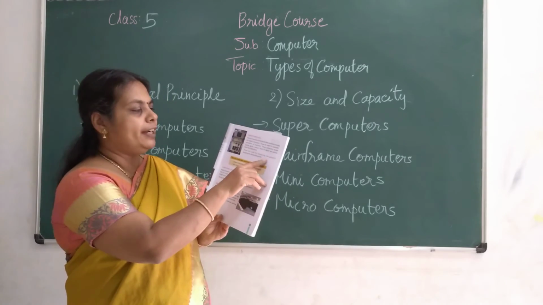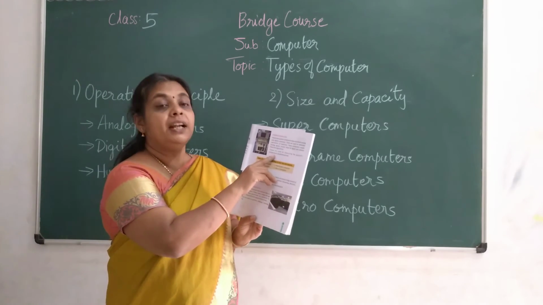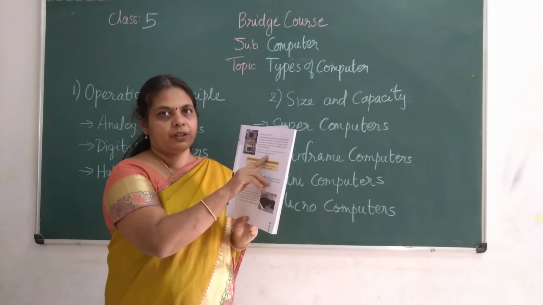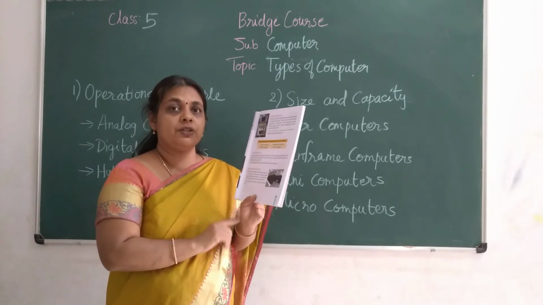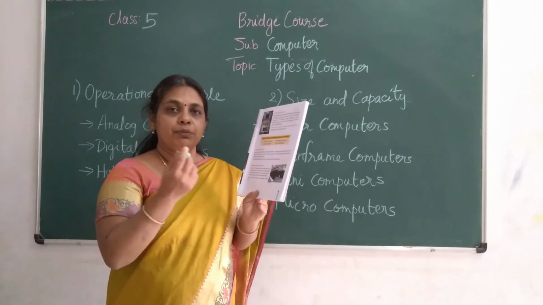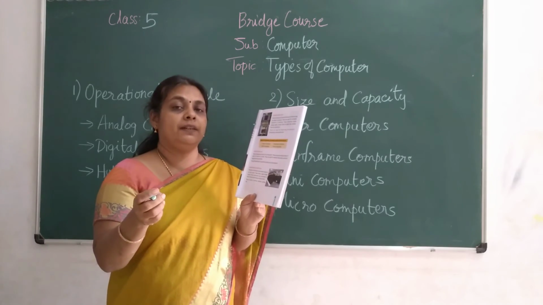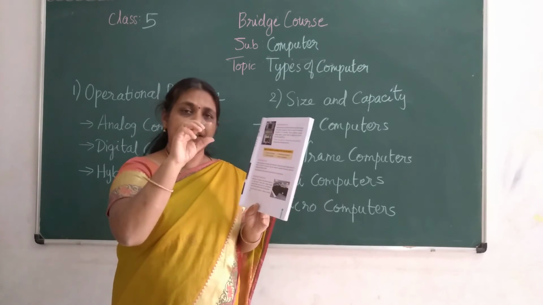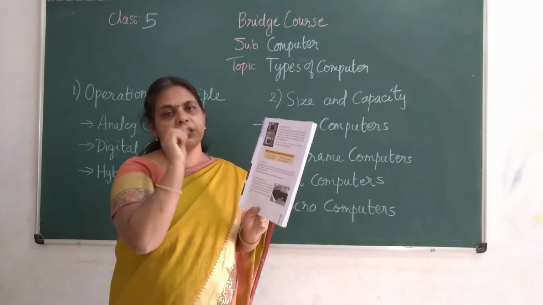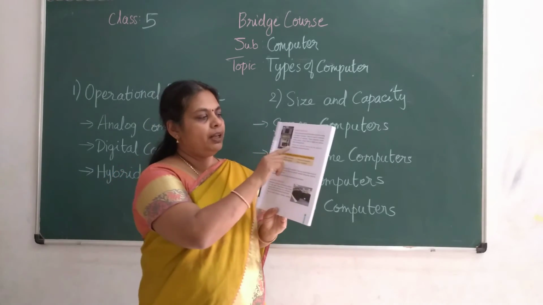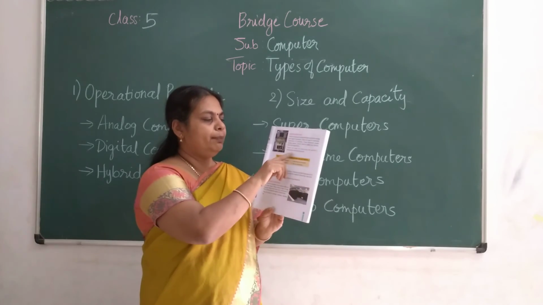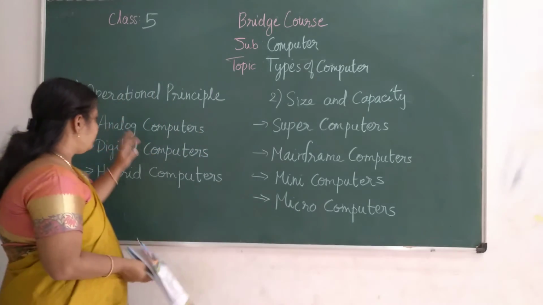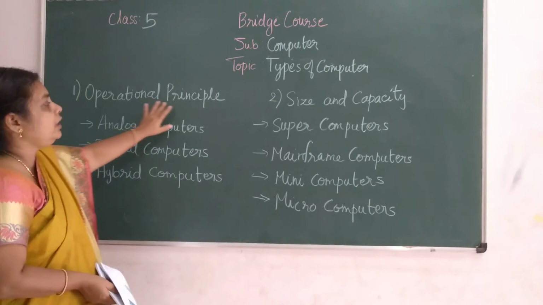Where is it used? It is used to measure a patient's body temperature, then blood pressure. Nowadays you also check oxygen levels with a pulse oximeter, which checks both pulse and oxygen levels. These are all hybrid computer usages, children. It comes in a small size and does only one usage. For example, measuring the patient's temperature and blood pressure. So these are the three types of computers based on operational principle.